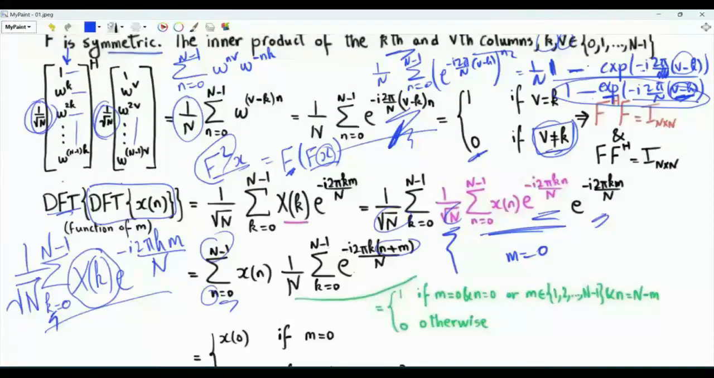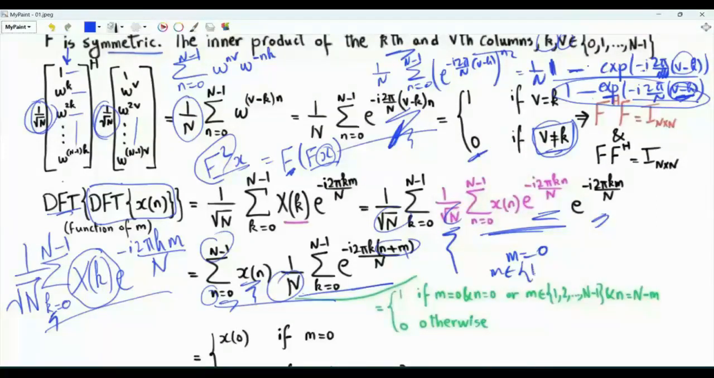1 added to itself big N times, that's N. N divided by N, that's 1. And so the result of this double sum, when small m is equal to 0, is x of 0. We have N terms again, but only one term. Only one of those small x values will be multiplied by 1. The others will be multiplied by 0. The result is x of 0.